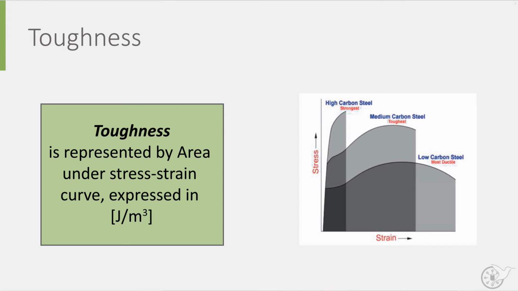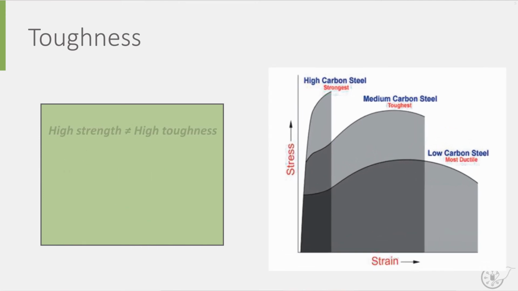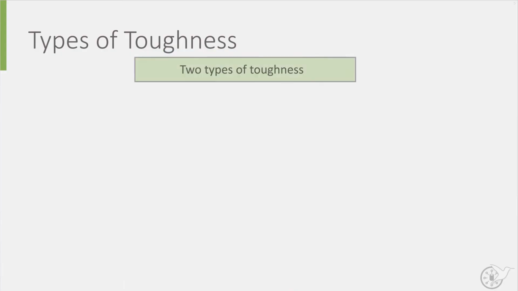If we look at the stress-strain diagram for three types of carbon steel, we can observe that high strength does not necessarily equate to high toughness. Toughness is indeed a separate material property to consider when selecting a material for your design. There are different types of toughness depending on how a material breaks. I will discuss two types here.